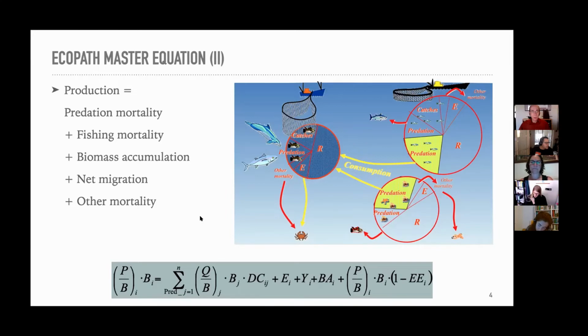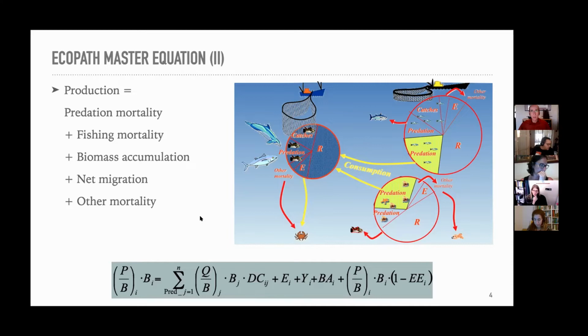Then there's net migration, because all ecosystems are connected. There's no isolated ecosystem on Earth. Well, not even the Earth is isolated. Think about how much comes into the Earth every day from outside. So there's always interaction with neighbors. That's why there's net migration, things move in, things move out. Net meaning difference between in and out. And then there's the unexplained mortality, the other mortality. That's the one we don't have numbers for. So we break down production here in the second Ecopath mass equation into predation mortality plus fishing mortality plus biomass accumulation plus net migration plus other mortality.